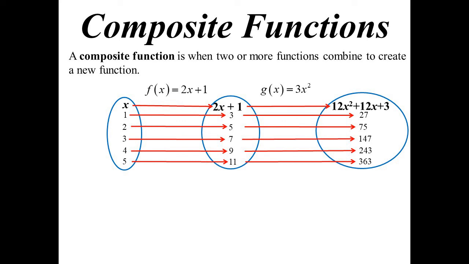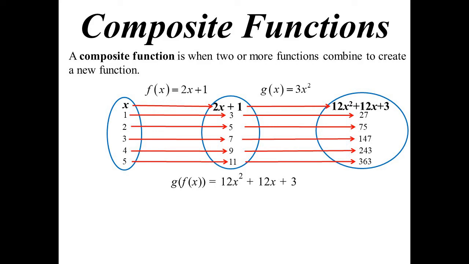So of course it's equivalent to if I'd got the first number and put it into 12x squared plus 12x plus 3. There's our notation, g of f of x. So basically it's saying we have substituted function f(x) into g(x). And as we see, that's 12x squared plus 12x plus 3.